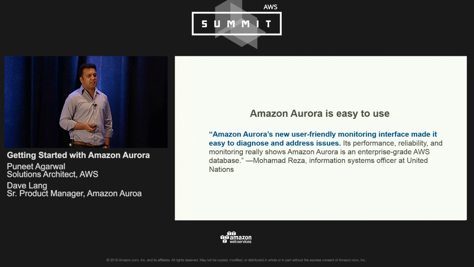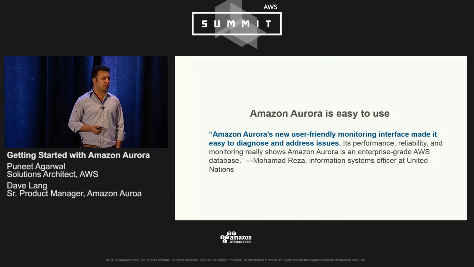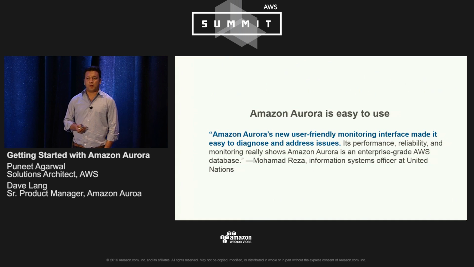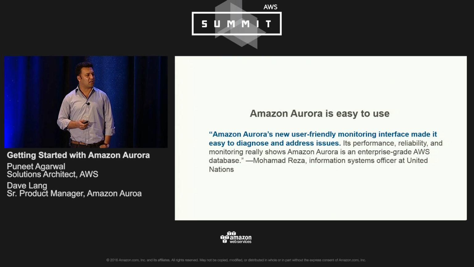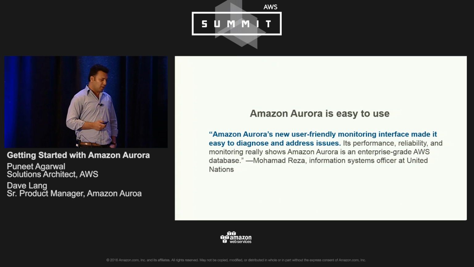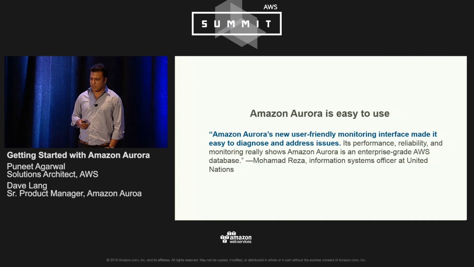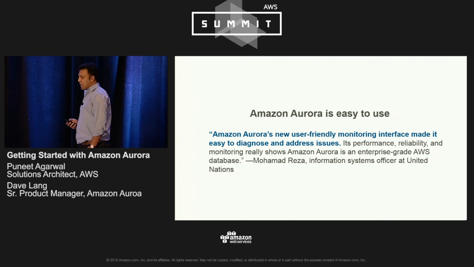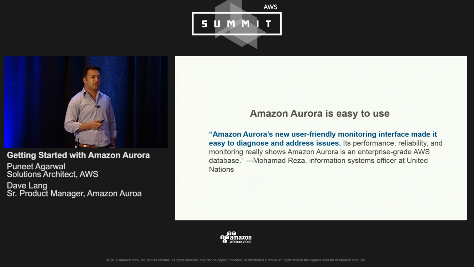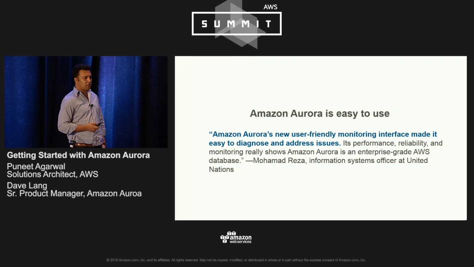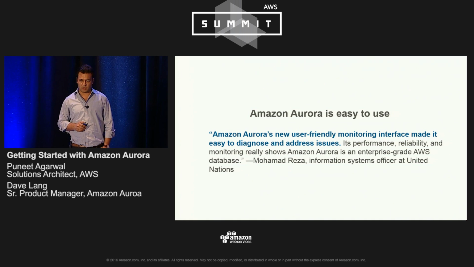One of our design intents with Aurora, like any other AWS service, was to make it really easy to use for our customers. Databases tend to be complex. There are many tasks that DBAs need to do in order to make sure your databases are up and running. So that was one of our design intents, to make it really easy to use. Mohammad Reza from United Nations shared with us that they especially like the monitoring dashboard of Aurora. It really helps them troubleshoot and identify issues much faster. So let's take a look at some of the usability features that come with Aurora.